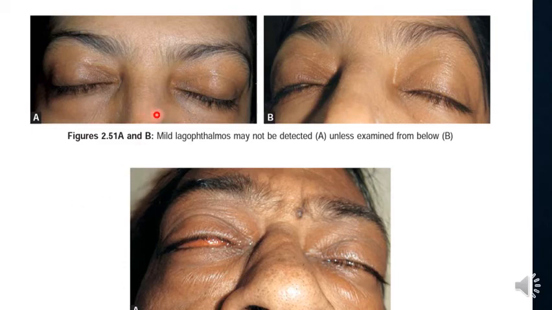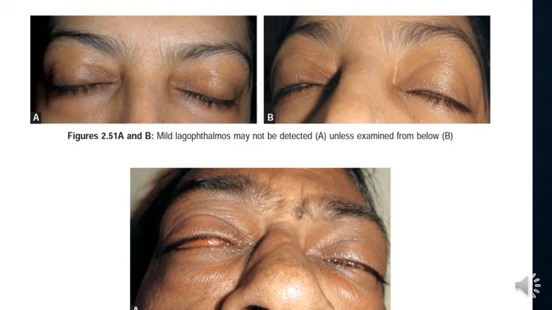See, normally the patient is appearing normal, there is no lagophthalmos, but when examined from below there is a mild lagophthalmos here. So to detect early lagophthalmos, look from below. And severe lagophthalmos is usually seen in very gross proptosis, which can be due to a very large benign tumor, but more often due to faster growing lesions like metastatic lesions.